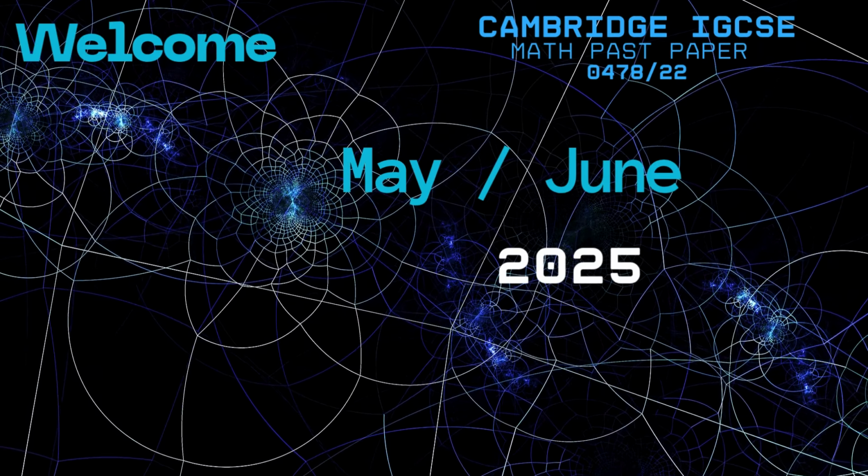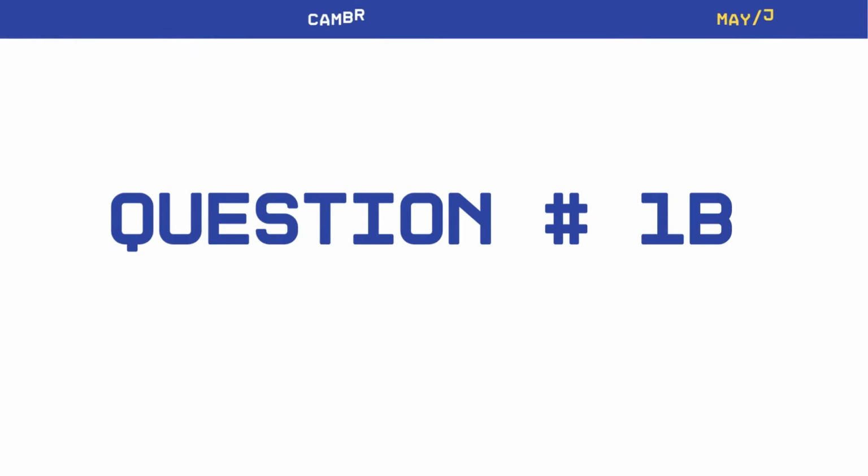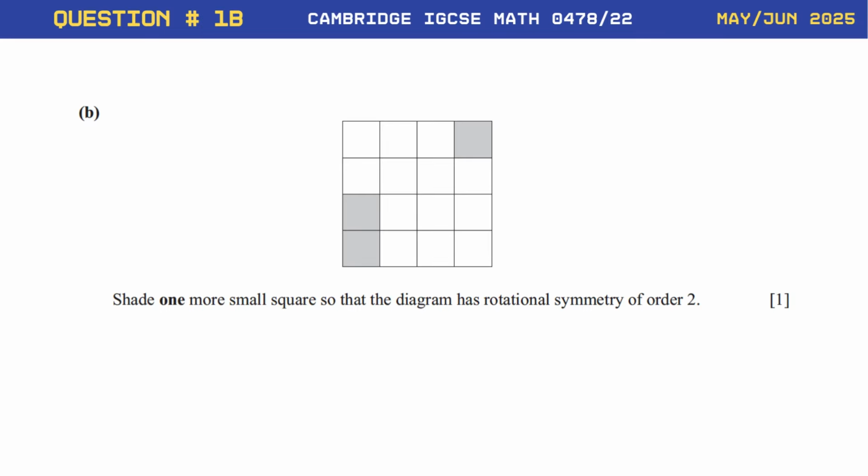Let's get started. Question number 1, Part B. Shade one more small square so that the diagram has rotational symmetry of order 2. First, let us understand what is the rotational symmetry of order 2. It means that the shape is rotated 2 times by 90 degrees around its center, which is ultimately the same as a rotation of 180 degrees. Then we shall check which box to fill to achieve the symmetry.